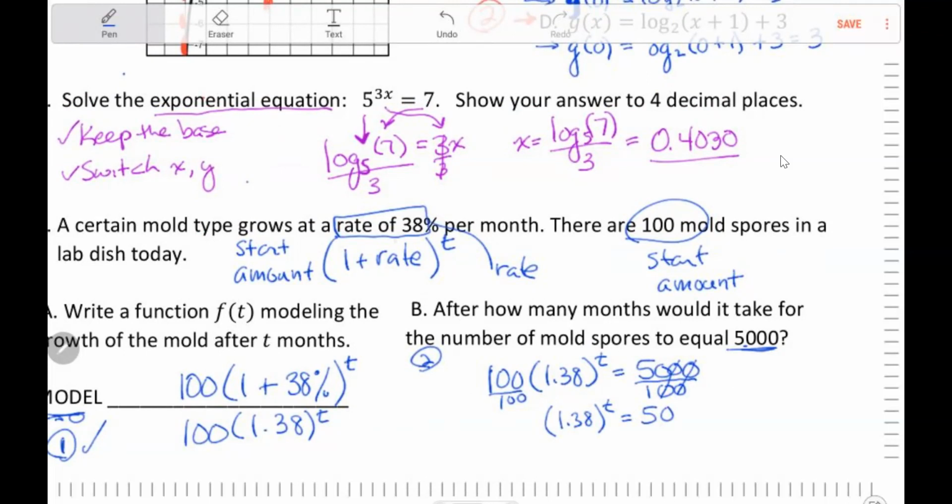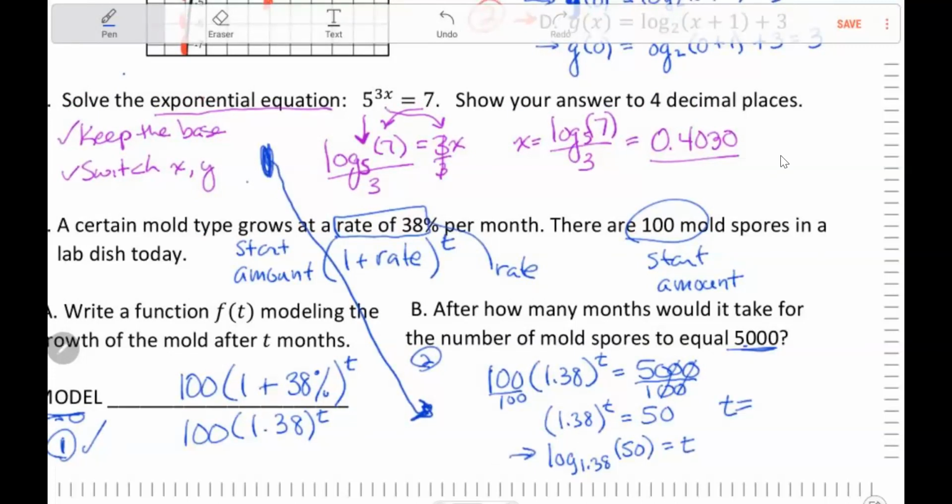Now we need to do the same thing that we did up here on number 4, all the way up here. So we need to do exactly the same thing down here. We're going to keep the base, and the base is 1.38. So we have log base 1.38, and we're going to switch x and y. So we switch 50 over there, equals t.